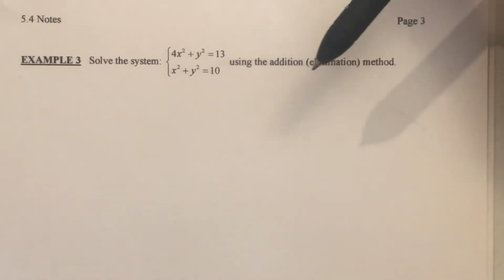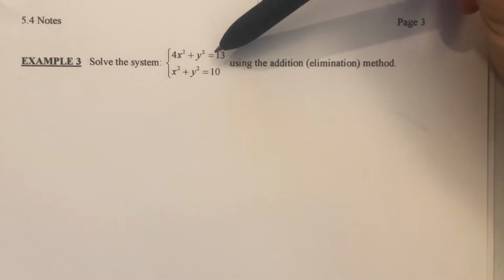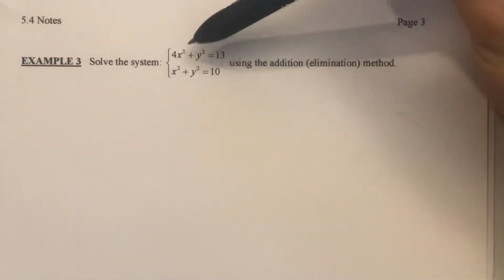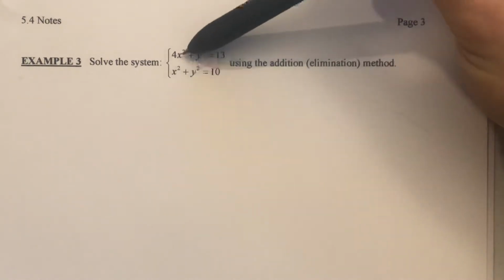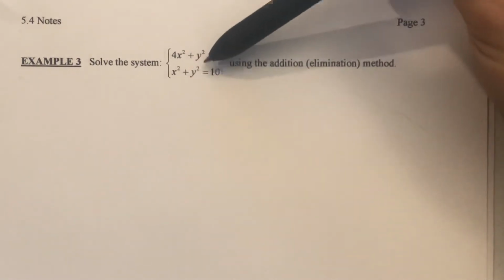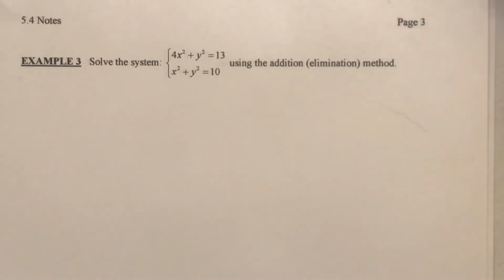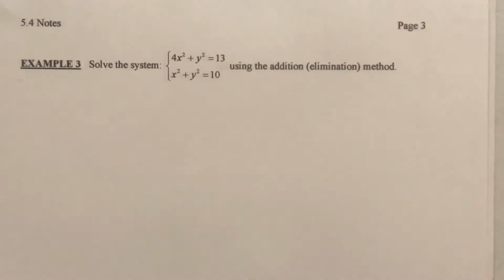So in this next system, you'll notice that both of our equations are nonlinear. They both involve exponents, but more importantly, their terms line up in that we have an x squared term and a y squared term, to where the process of addition or elimination is actually usable here. So let's take a look at how that would look.